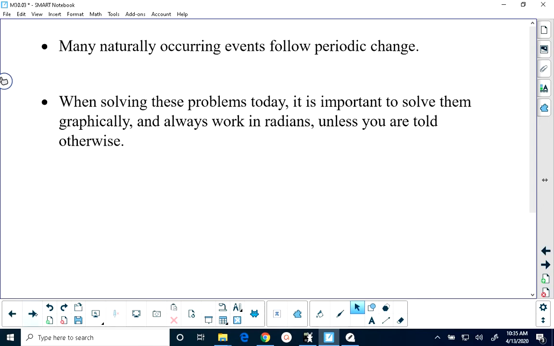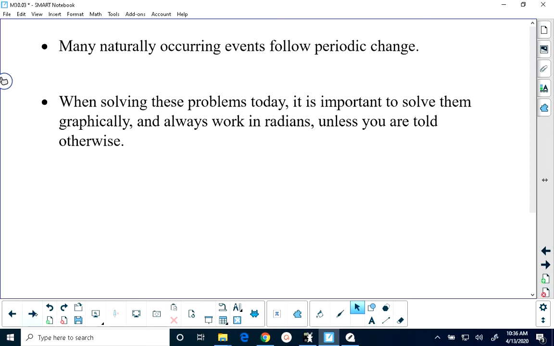A lot of the time in nature, and we'll see some situations where they are not naturally occurring events, there is some quantity that follows a periodic change. What does that mean? It means there's something that over time increases to a maximum value, decreases to a minimum value, and then increases to a maximum, and then decreases to a minimum, and it keeps repeating that process regularly. So there's a certain period of time that it takes for the event to repeat. And if we were to graph that quantity on a vertical axis and time on a horizontal axis, we would get a sine or a cosine curve.